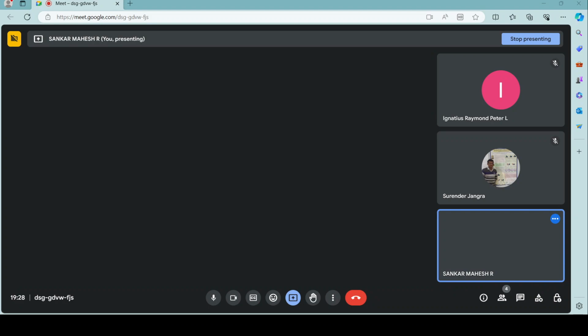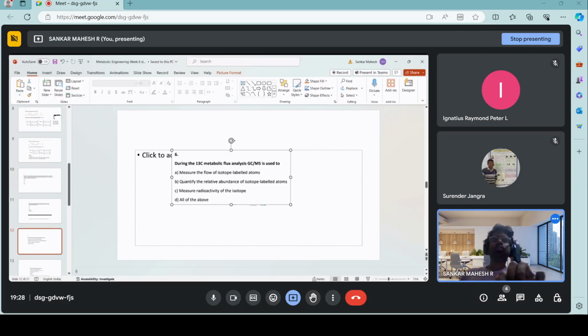Okay. So we were discussing this question, MFA. The next question is, during 13C metabolic flux analysis, GCMS is used to: option A, measure the flow of isotope labeled atoms; option B, quantify the relative abundance of isotope labeled atoms; option C, measure the radioactivity of the isotope; and option D, all of the above. So we can just take a couple of minutes and then discuss this question.